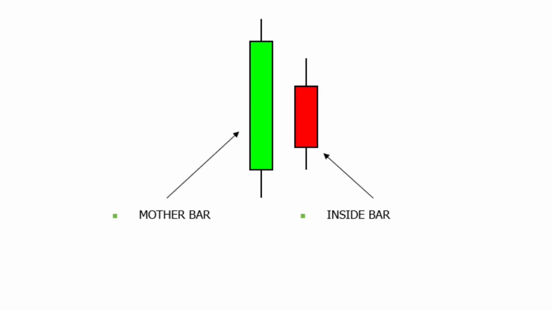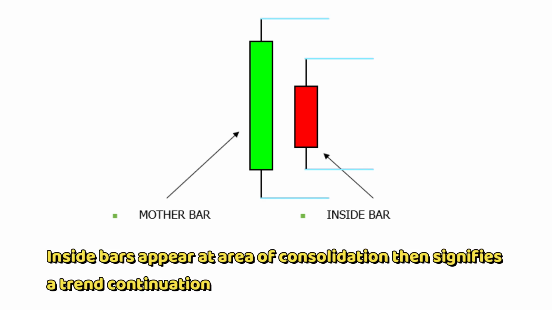What is an inside bar? An inside bar is a candlestick that is completely within the range of the preceding bar, or a candlestick that has a higher low and a lower high than the bar immediately before it. It indicates time of indecision or consolidation.